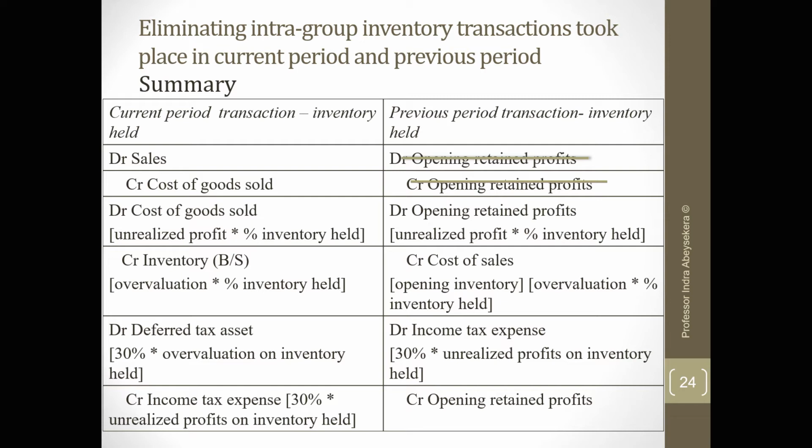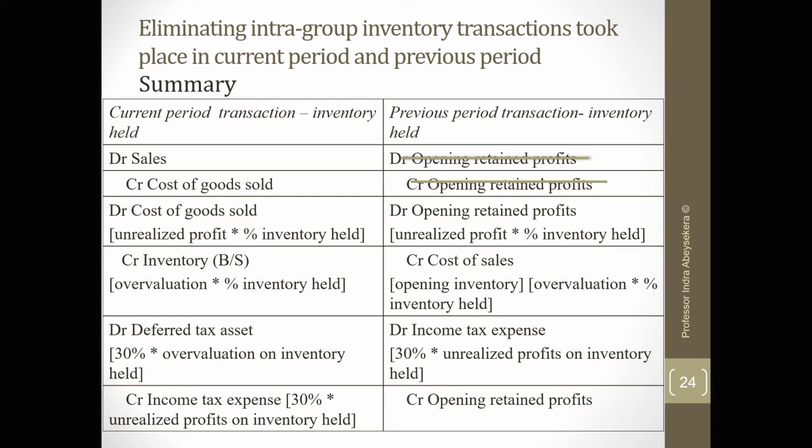The tax effect of that in the current period is we debit deferred tax asset for the tax component of that inventory credit amount, because that's the deductible amount. So we debit deferred tax asset and credit income tax expense for the tax component of that amount. So 30% of the valuation of inventory.